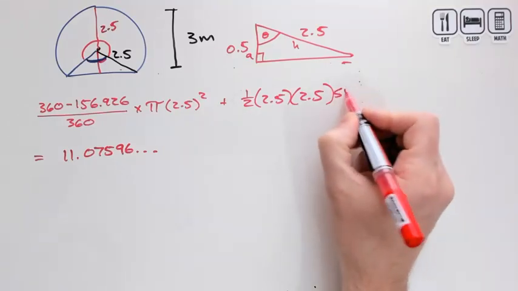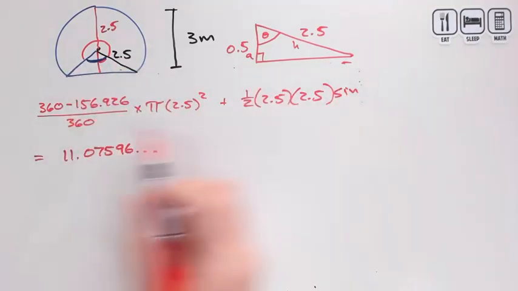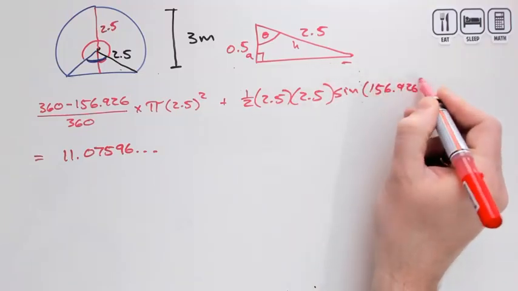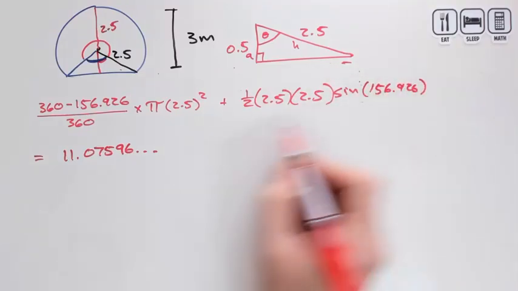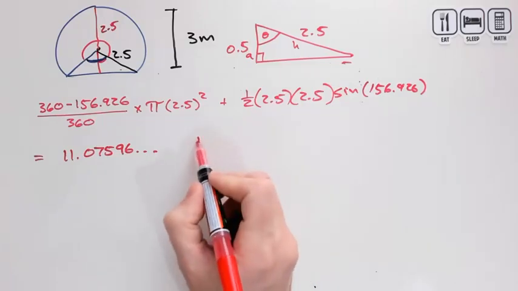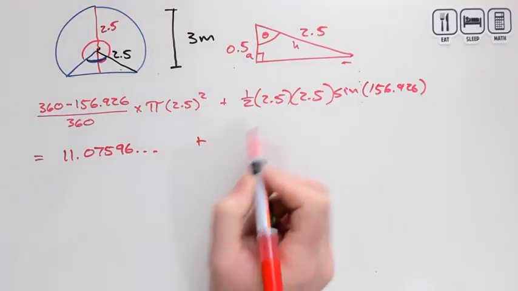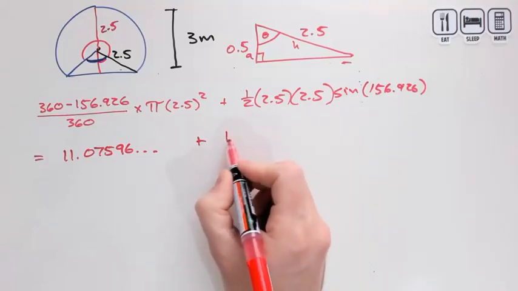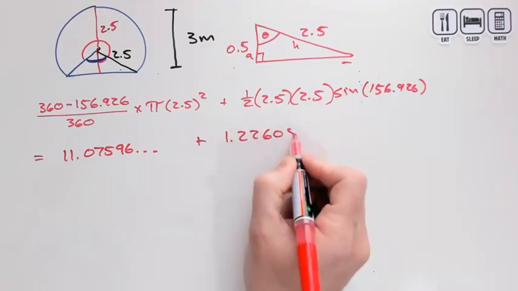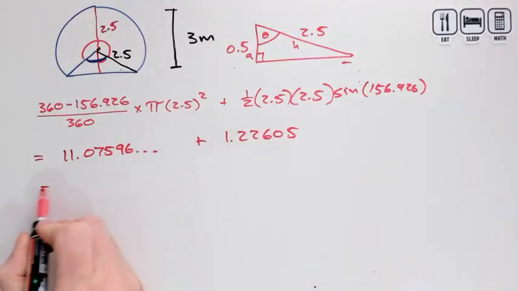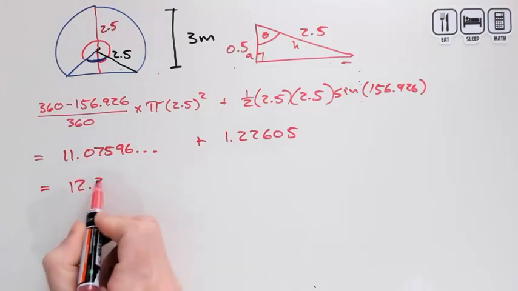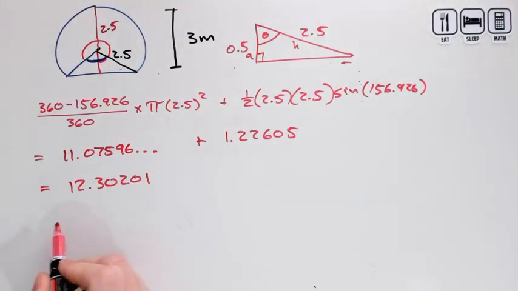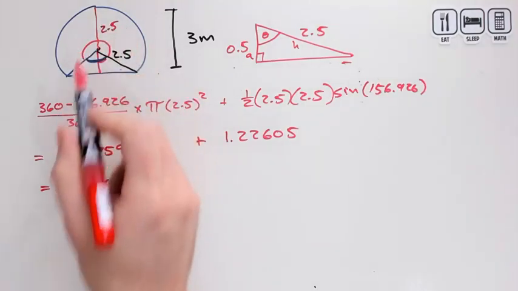And then sine of that big angle over there, which we worked out as 156.926. So that whole angle there. And yeah, not really tricky, just kind of calculator work. If you put that in your calculator, you get a number like 1.22605. We're going to add these two numbers together and we'll get 12.3021, basically just calculator work. And this would be the area of that part over there.